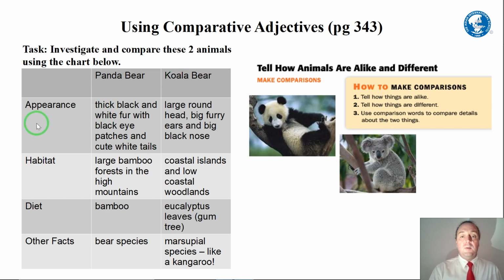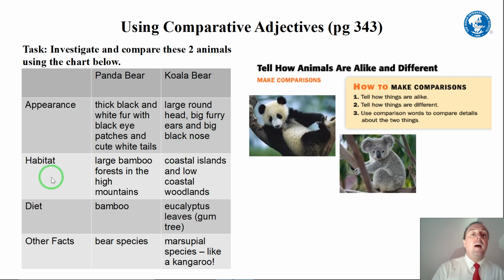Well, appearance. We can see from the picture here, the panda bear has thick black and white fur with black eye patches and cute white tails. The koala looks different. It has a large round head, big furry ears, and a big black nose.